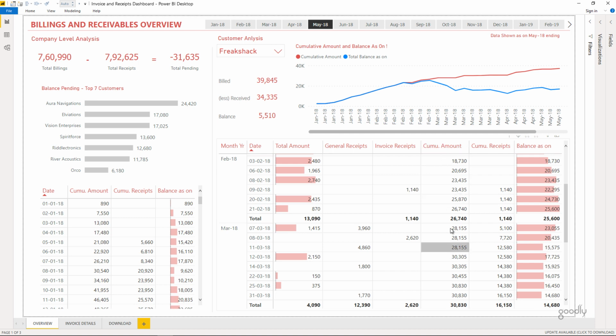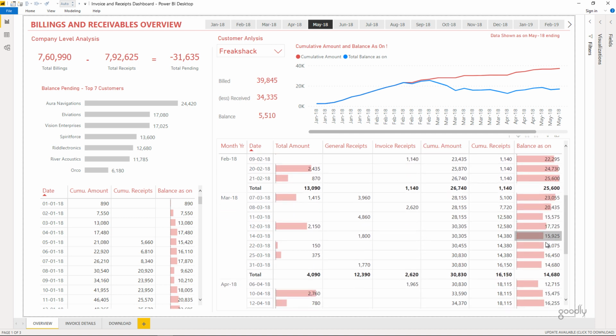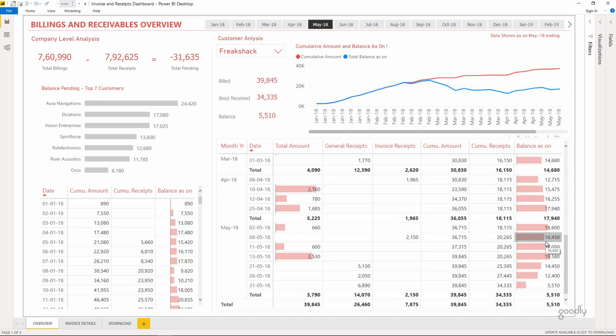So this is nothing but the total amount, this is nothing but the total received, and this is nothing but the balance of that customer as on a particular date. And you can see that the same balance tallies up in the table as it tallies up in the card on the top. We have 39,845 as a total billed. We have 34,335 as the total received. The balance is nothing but 5,510.